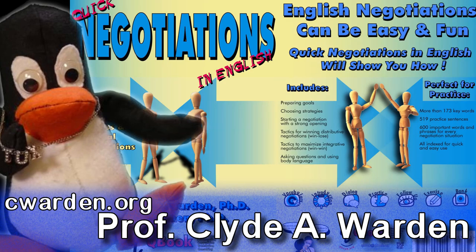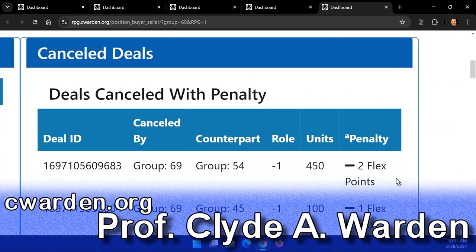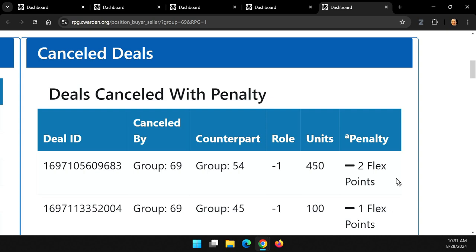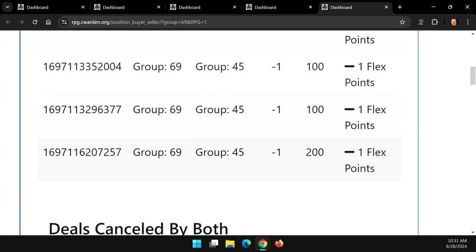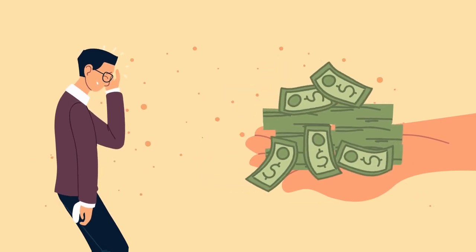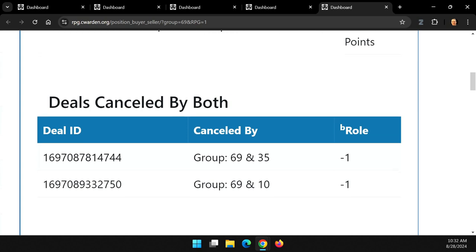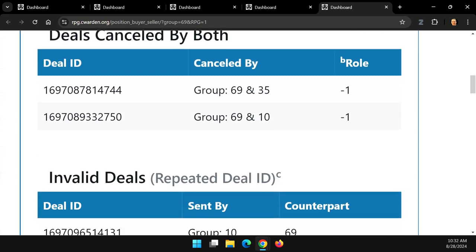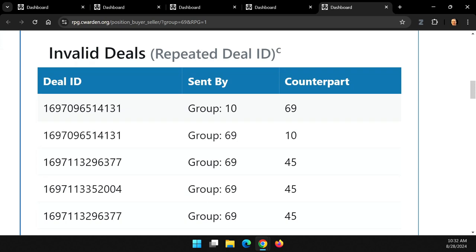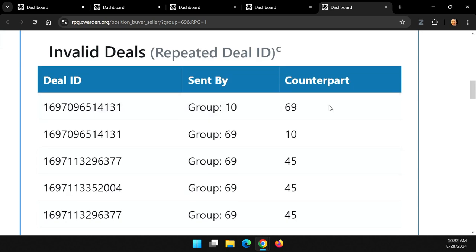The last part of the cancel section we're going to look at is the little bit unusual case where someone's not careful. So of course we have the canceled with penalty here, and we have canceled by both, which is okay, no problem. But here we have this unusual case, which is invalid deals. So what does invalid deals mean? Invalid deals means that the deal number has been used incorrectly. Something's wrong with the deal number.